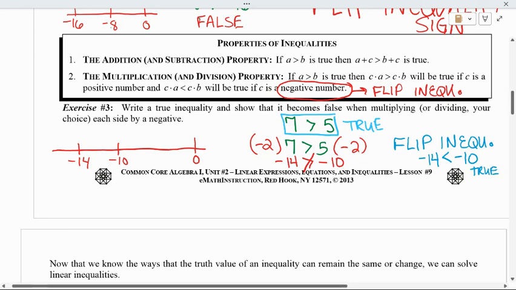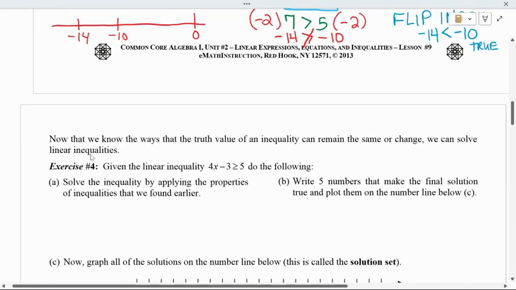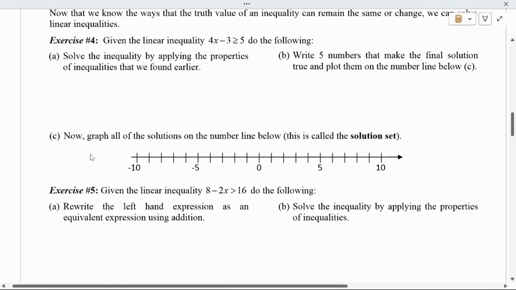Okay? So that's just the whole understanding of why we have to flip the inequality. It's because we're multiplying by a negative. All right, so let's solve this inequality.